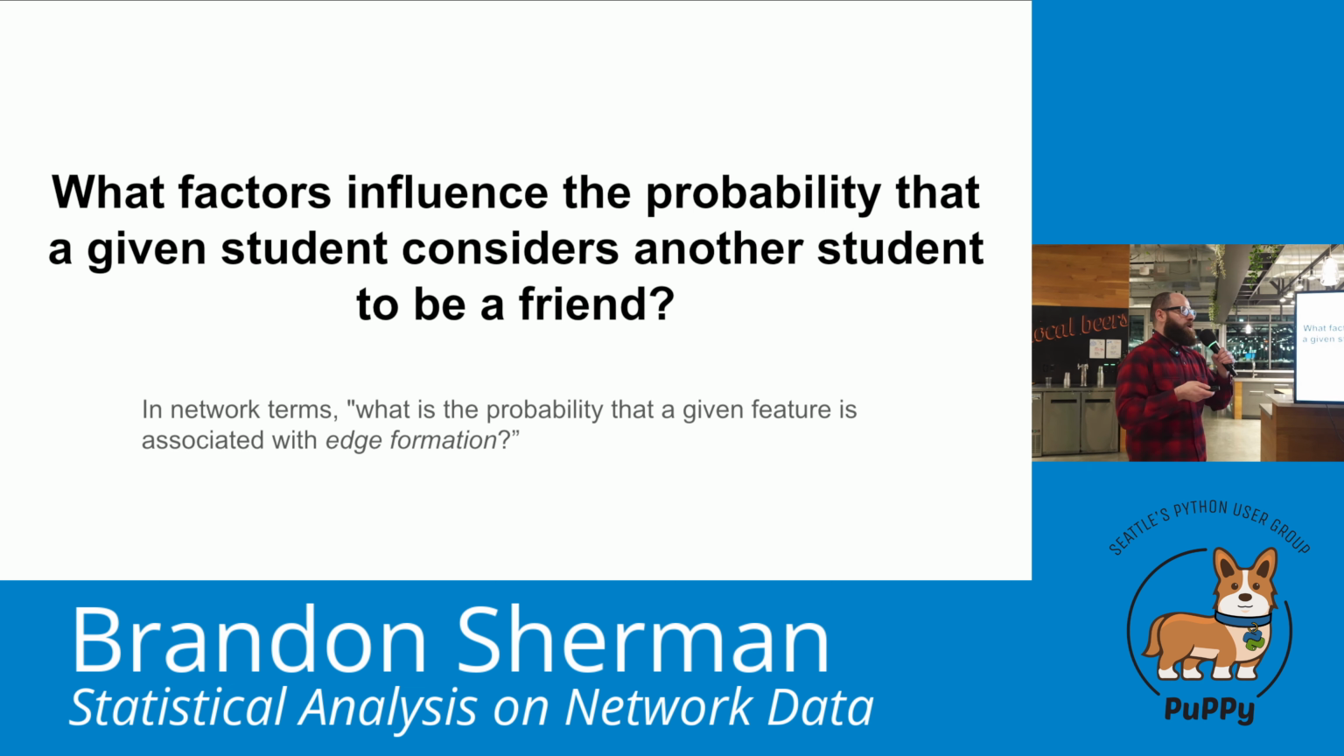So the key guiding question of interest here is what factors influence the probability that a student considers another student to be their friend? And in network terms, this is the probability of features leading to edge formation.